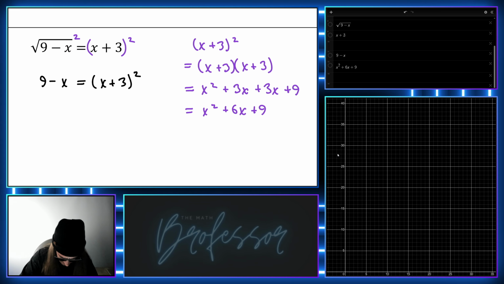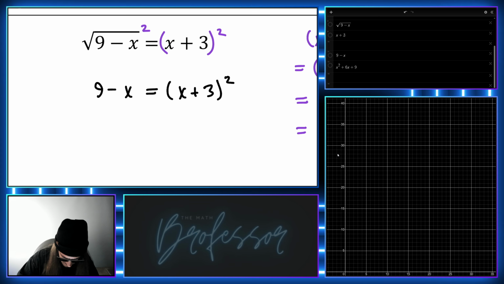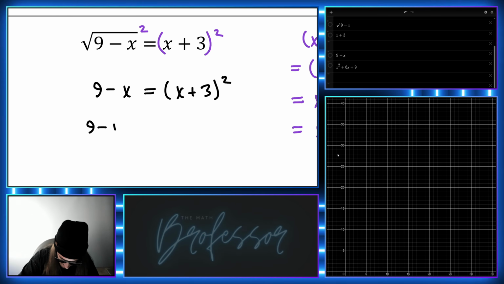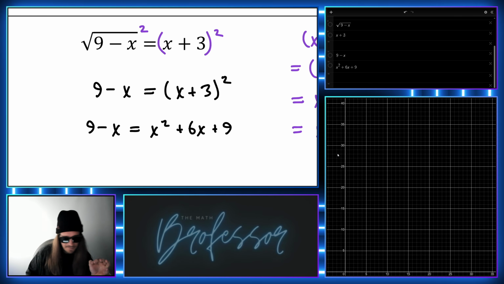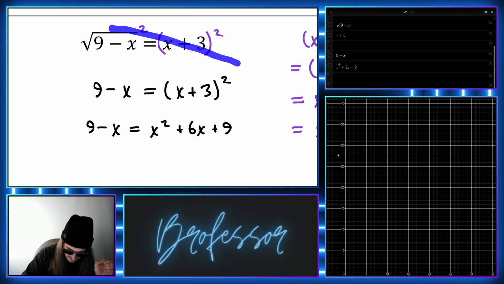Good. Let's incorporate that into this problem. I'm going to zoom in over here now. So that means we have 9 minus x equals x squared plus 6x plus 9. All right, pause real quick. So I want to go back to the original problem here, and I'm actually going to delete these squares just so we can see it a little bit better.